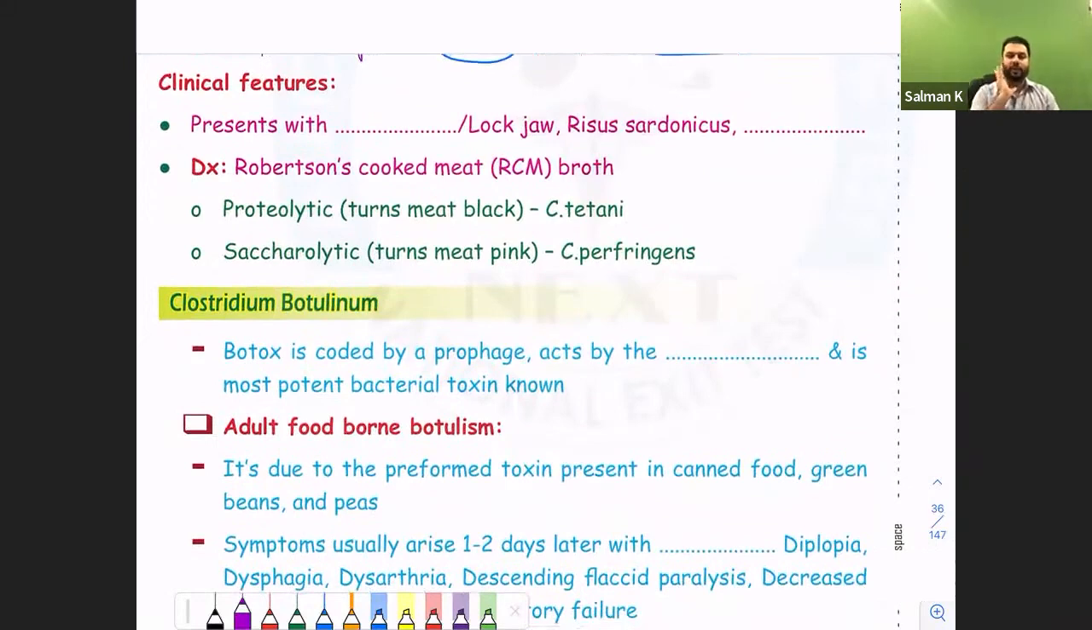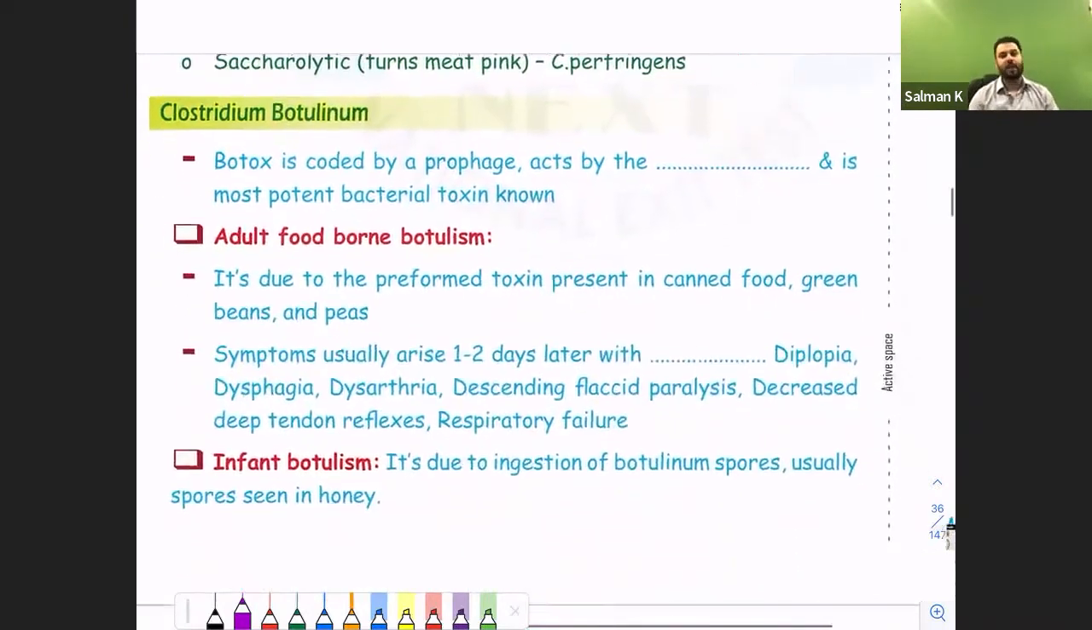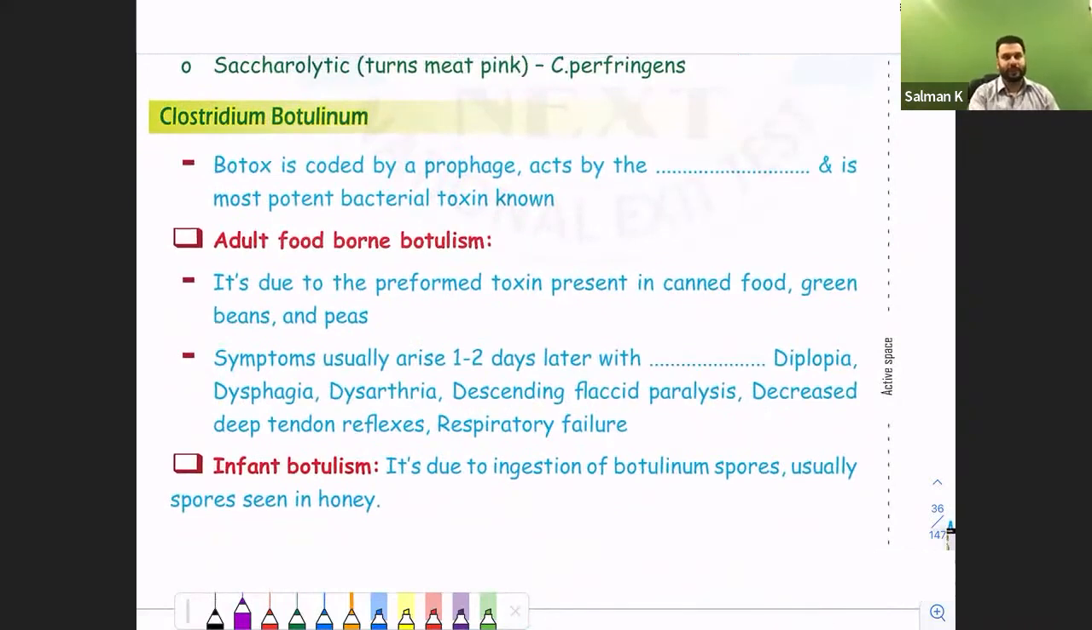The main thing being the difficulty in opening the jaw, called as lock jaw, as if the jaw is locked, right? That is known as what? Lock jaw. Medically, it's known as trismus. Okay. Next, we have botulinum. The next in the list, what we have here is botulinum.